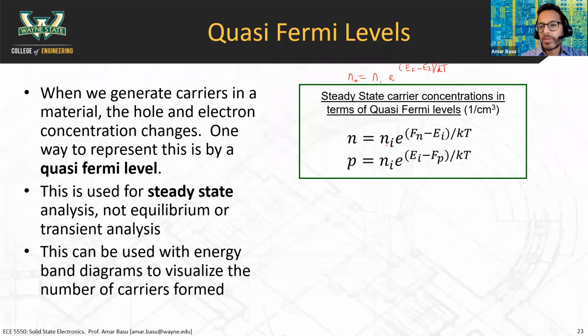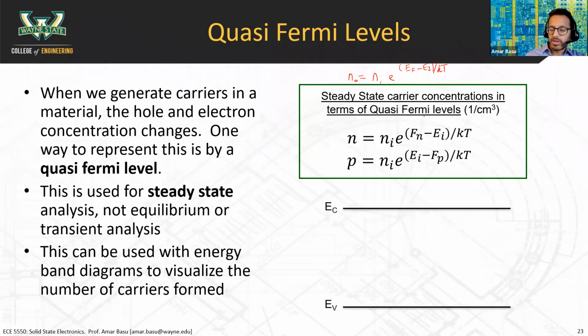So if you compare these two equations, the n sub i is the same, you still have an exponential, and basically everything's the same, except instead of E sub F, you have this F sub n, which is the quasi-Fermi level for electrons. So let's see what that looks like. You have your conduction band and your valence band lines, same as before. You have your intrinsic level, the same as before.